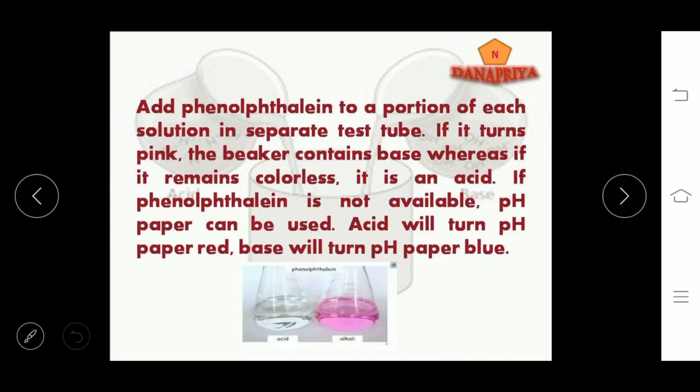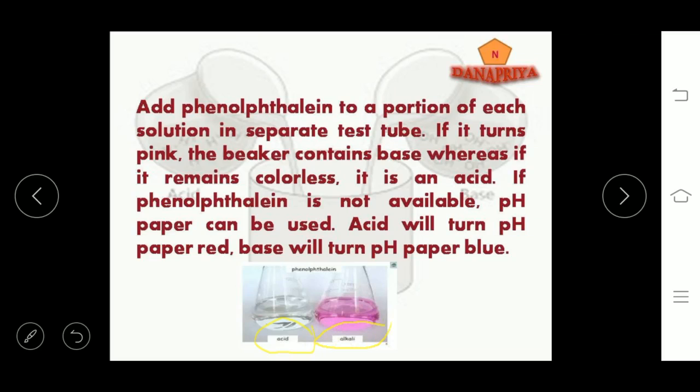See here, when we add phenolphthalein indicator to the colorless solution, if there is no change in color, then the solution is said to be acid. If it turns to pink color, then it is said to be base.